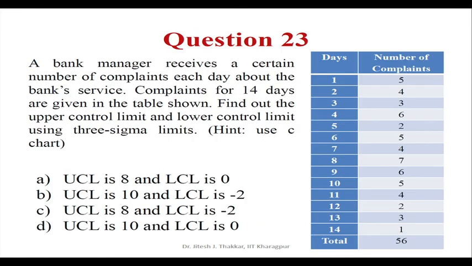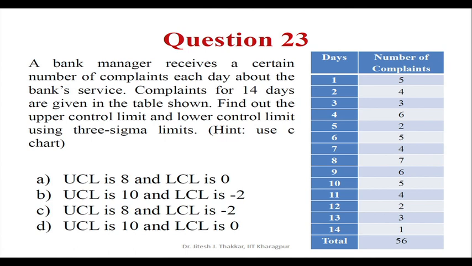Question 23. A bank manager receives a certain number of complaints each day about the bank service. There could be different types of complaints, but here, putting together just the number of complaints, they are presented in terms of day as well as number. Complaints for 14 days are given in the table shown. Find out the upper control limit and lower control limit, and the hint is also given to use C chart.